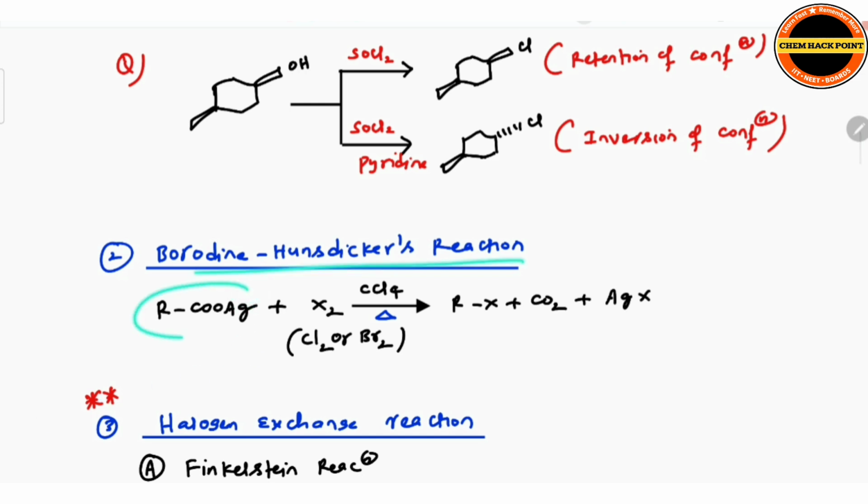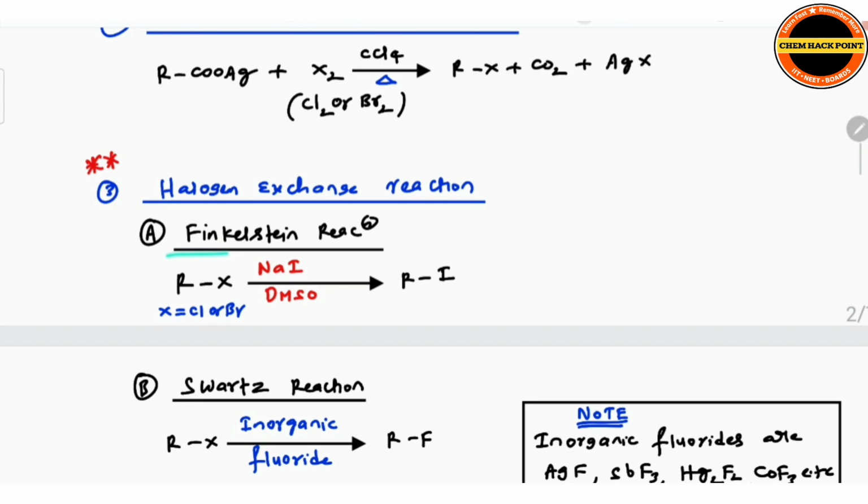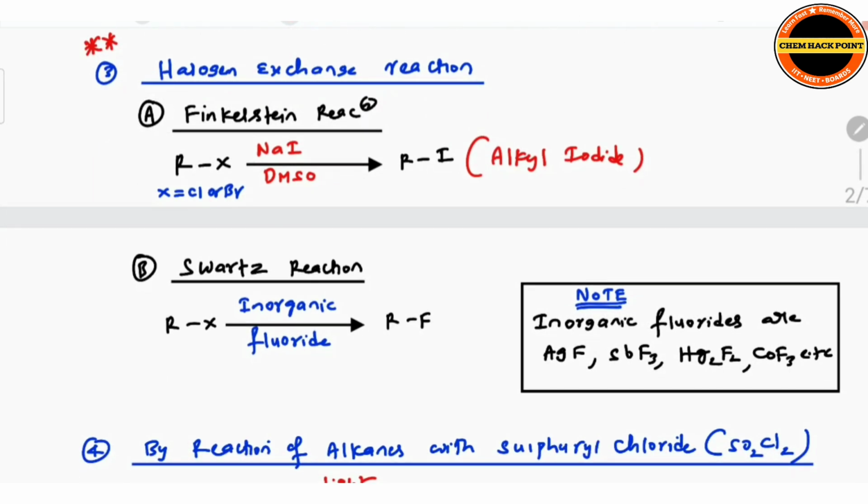Borodin-Hunsdiecker reaction: RCOOAg, silver salt of carboxylic acid, reacts with X2, Cl2, Br2, in CCl4 on heating, gives RX, CO2, AgX. Halogen exchange reaction, Finkelstein reaction, it is more important. Finkelstein reaction of alkyl halide, alkyl chloride, bromide, in presence of NaI in DMSO, alkyl iodide is prepared. So it is an important method to prepare alkyl iodide.